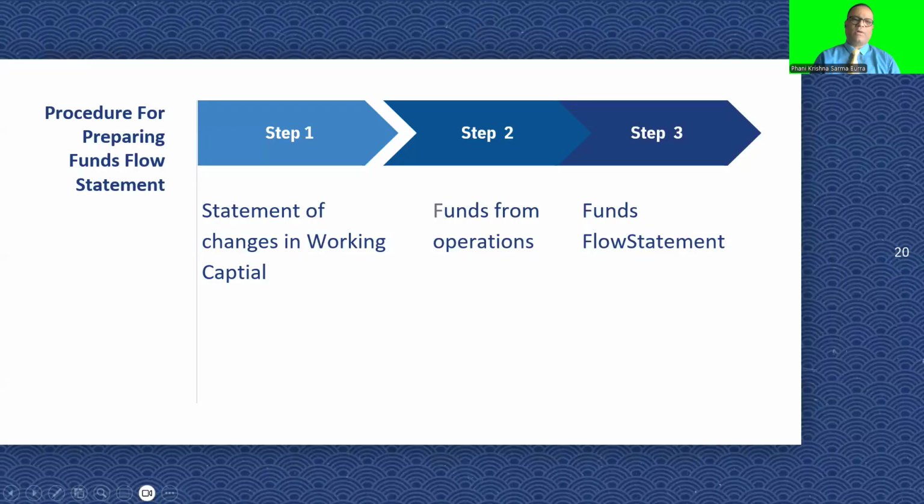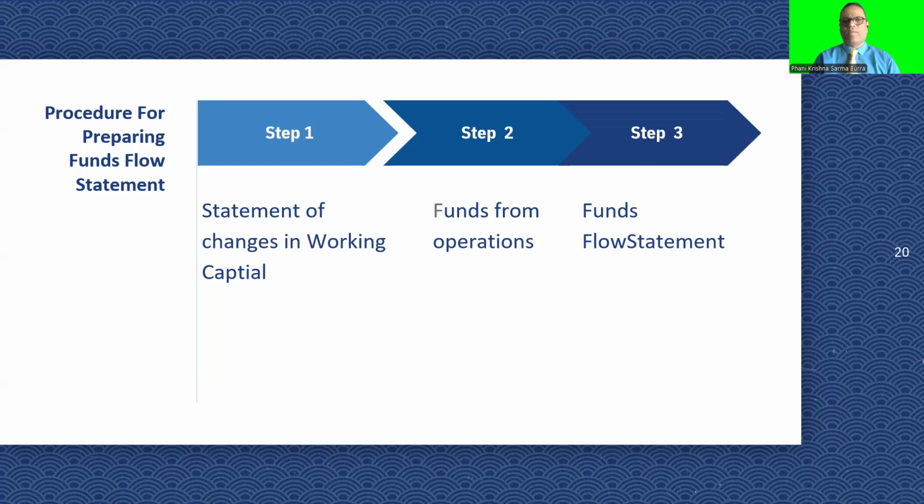How to prepare a funds flow statement? These are the three steps for practical purposes. First, the statement of changes in working capital. Here, we take all the current assets and current liabilities, and see how current assets move from one period to another, and the changes in working capital. This is step one, finding out the working capital changes, that is, the net working capital.